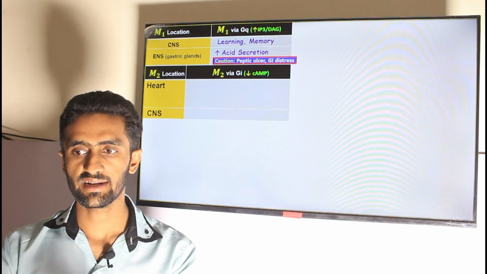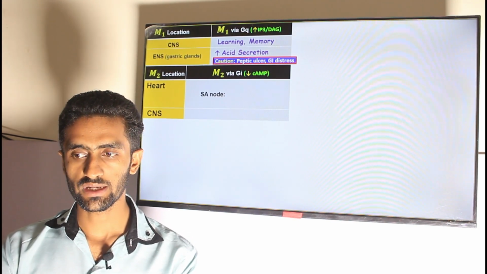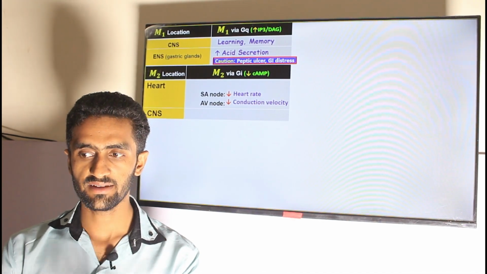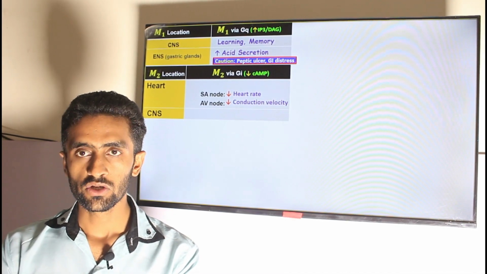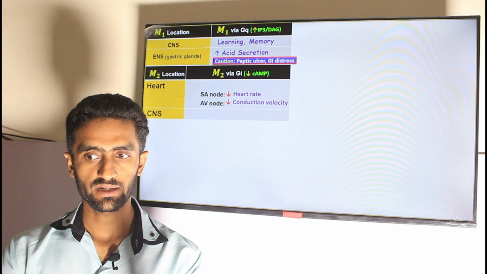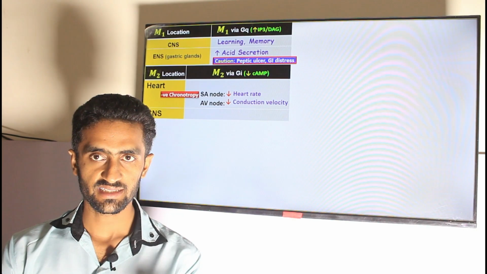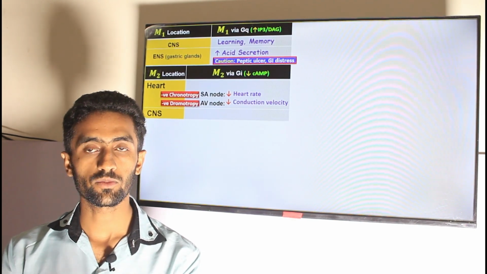They increase the heart activity. Okay, so two locations: SA node and AV node. In the SA node they decrease the heart rate, while in the AV node they decrease the conduction velocity. So decrease in heart rate means what? Negative chronotropic, and decrease in the conduction, negative dromotropy.